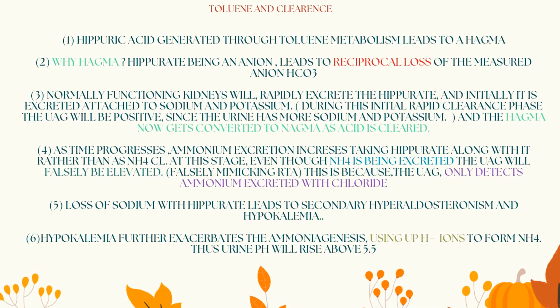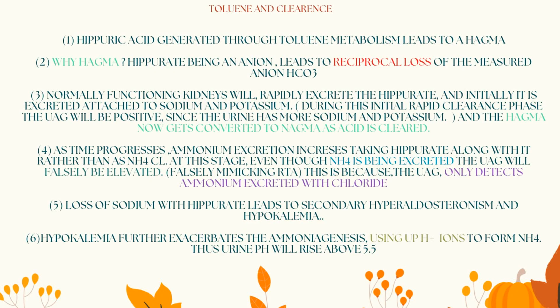At this stage, kidneys normally functioning would rapidly excrete hippurate, and the benzoic acid very rapidly gets cleared, and now the HAGMA gets converted to a NAGMA, and at this stage ammoniagenesis has not yet kicked in, it takes time. So the acids are excreted with sodium and potassium, and this also leads to a hypokalemia.